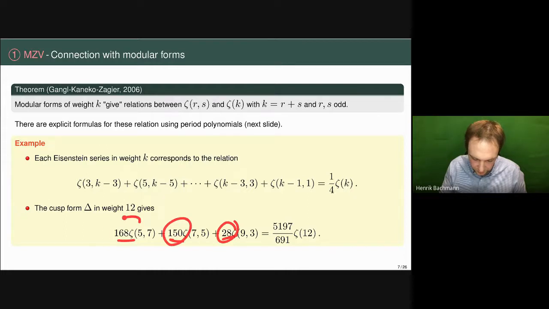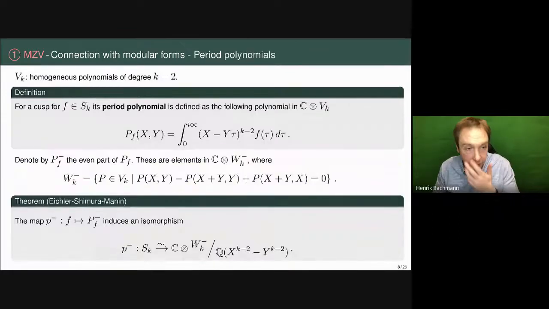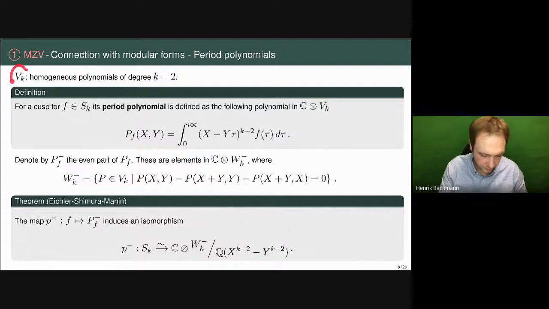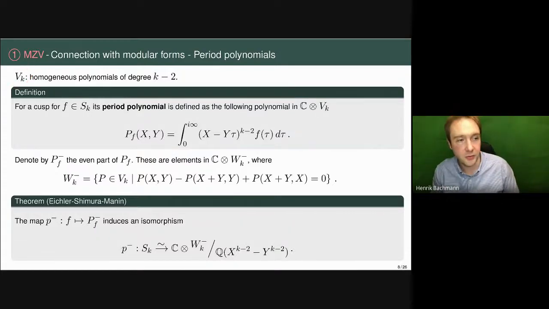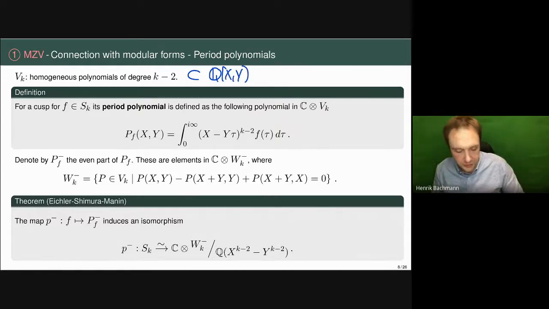Okay, and this can be made explicit. How can we get these coefficients? They come from period polynomials. So let me recall what this is. First, by V_k, I denote homogeneous polynomials in two variables x and y. These are rational polynomials in two variables x and y of homogeneous degree k minus 2.